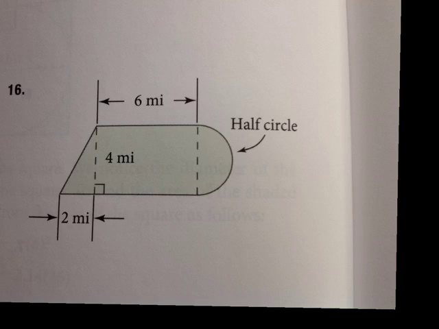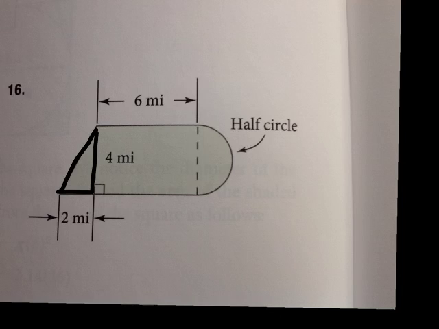Okay, so this is number 16. We're still finding area. So again, we're going to break this guy up into different pieces here. I'm going to use a thicker pen, it might help me. Okay, so we're going to look at this triangle here, find the area of that, find the area of this half circle, and then find the area of this rectangle.